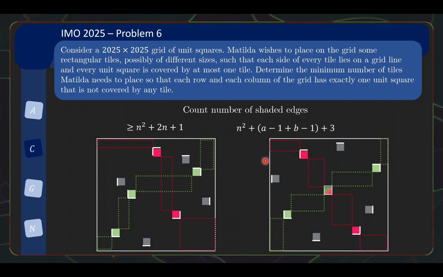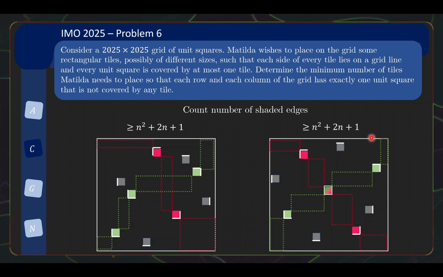There's n squared holes, all of them have at least one shaded edge. Those on the LIS and LDS that are not the common hole will have one additional shaded edge. So A minus 1 for the green, B minus 1 for the red, and the common square has 3 additional shaded sides. So this simplifies to n squared plus 1 plus AB. Applying AM-GM inequality, we get 2 square root AB, and AB is greater than or equal to n squared, so we end up with the same bound, n squared plus 2n plus 1.